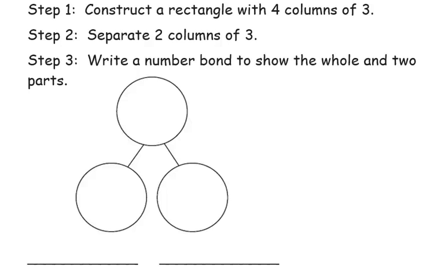This tutorial is for 2nd grade, Module 6, Lesson 13. In this lesson, we're going to work with both arrays and number bonds. The directions say to construct a rectangle with 4 columns of 3.